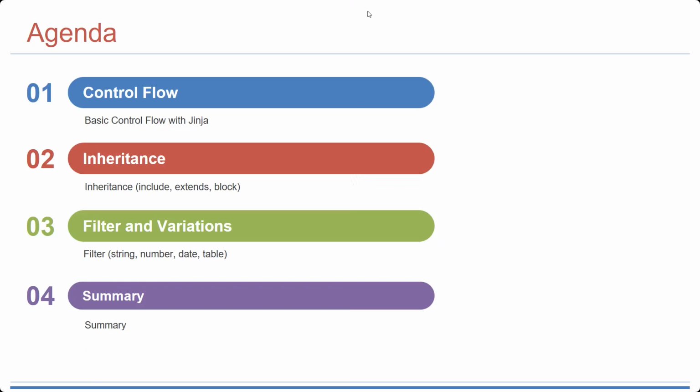First, we are going to learn some basic control flow with Jinja. And then in the second hour, we are going to look at inheritance. This inheritance is similar to the inheritance in object-oriented programming. And in the last part, we are going to learn about filters and some template variations.